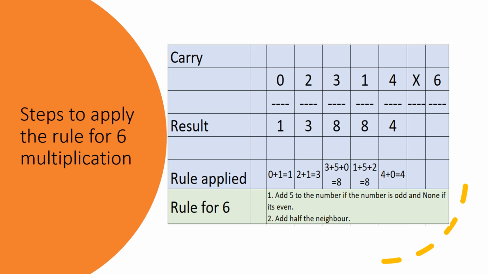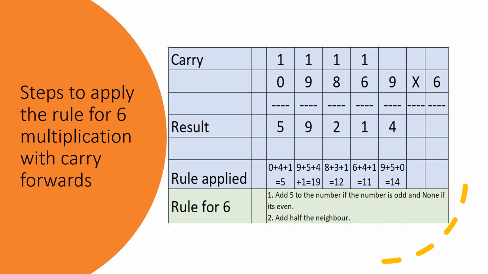And coming to the last digit here, we need to add 0 plus 1 because 0 is an even number, and we have to add half the neighbor. Half the neighbor, that is 2, is equal to 1, so the answer is 13884.